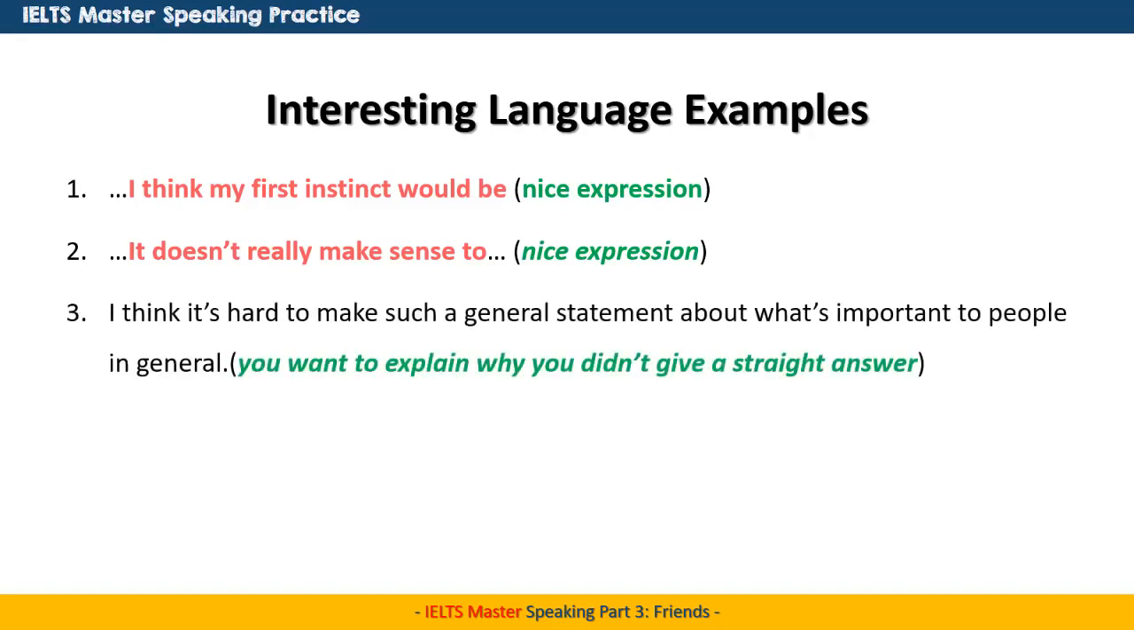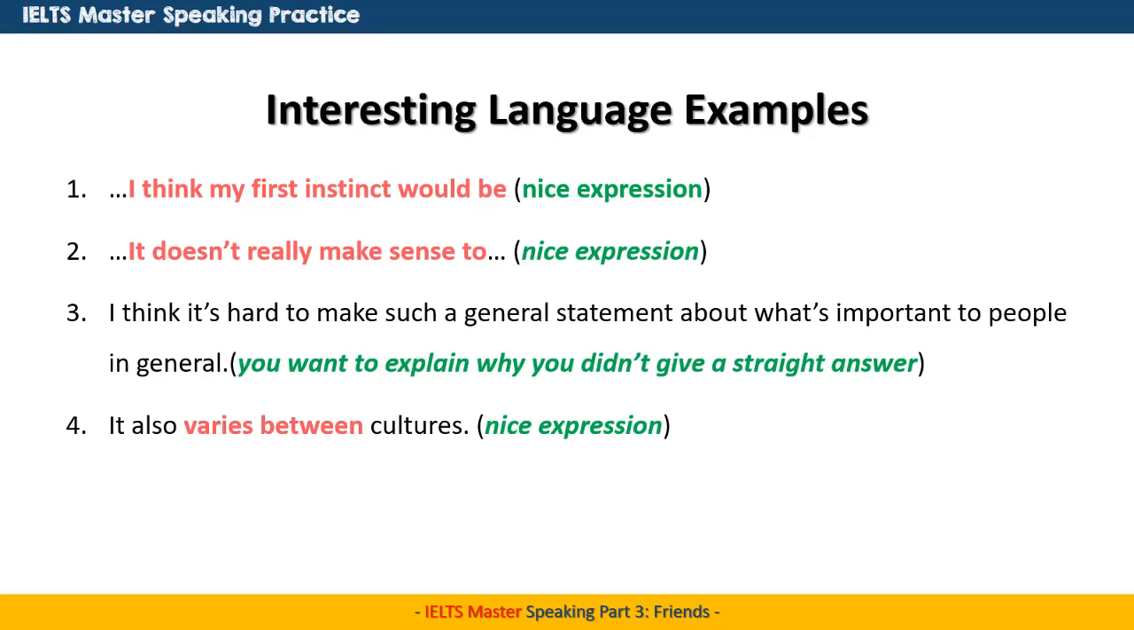Okay, next, I think it's hard to make such a general statement about what's important to people in general. I use this if a person asks me a question that's really general, but they want me to decide something. So here, I think it was the question about, what do you think is more important to people, family or friends? Okay, well, for some people it's going to be family, for some people it's going to be friends. It's hard to make such a general statement about what's important to people. All right? Number 4, it also varies between cultures.